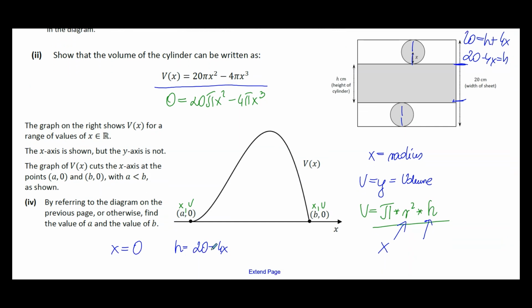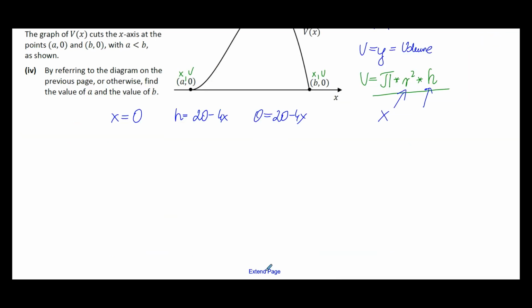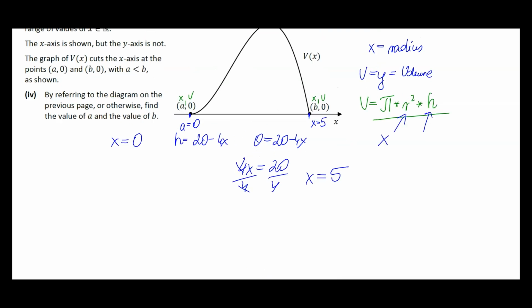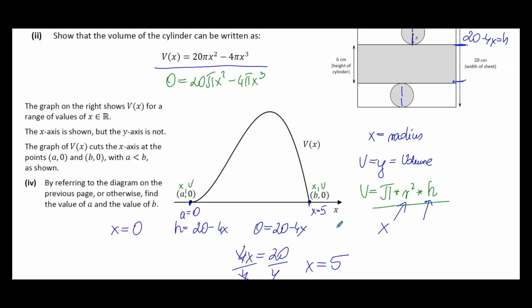So if this value, 20 minus 4x, is 0, we move our 4x to the other side and divide both sides by 4. x is equal to 5. So we understand that this value here, A, has to be 0, and this value here is x equals 5. So that's what I'm saying. We could solve that, or we could just pause for a moment and think about the volume, because at the end of the day, that's what this question was about. y is the volume and x is the radius.